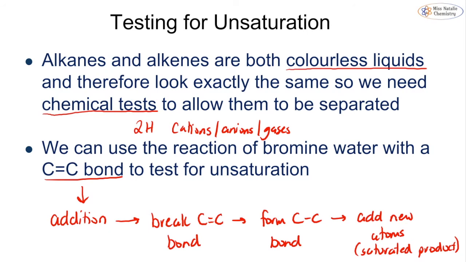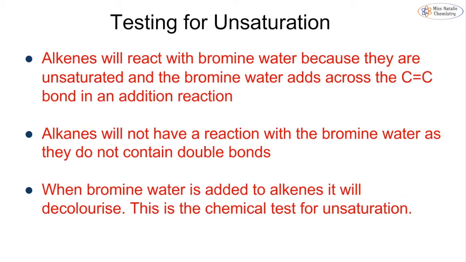So this reaction with the bromine water is testing for unsaturation. So we are testing to see, is there a double bond present in the structure? So the alkenes will react with this bromine water because they're unsaturated, as we've said, and the bromine water is going to add across the carbon-to-carbon bond. Alkanes do not have this double bond, so they are not going to undergo this reaction. When we get the water being added to the alkenes, it will decolorize.